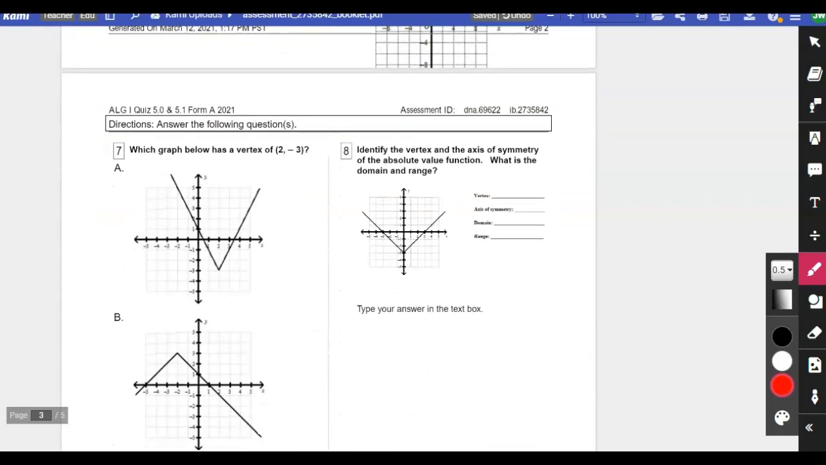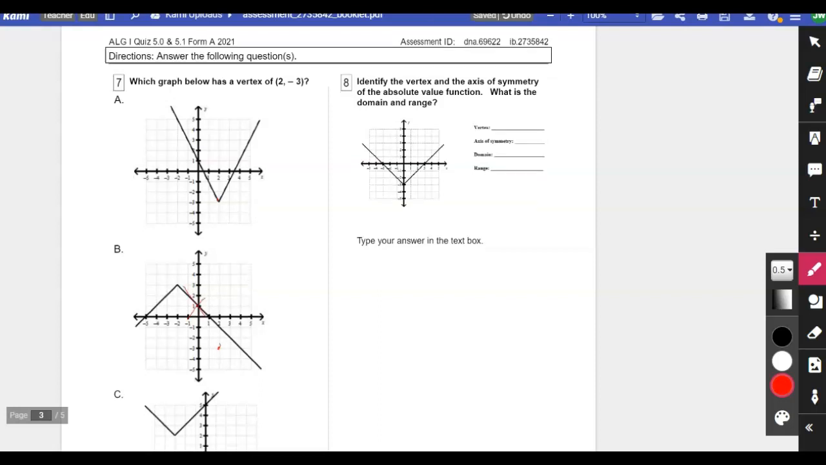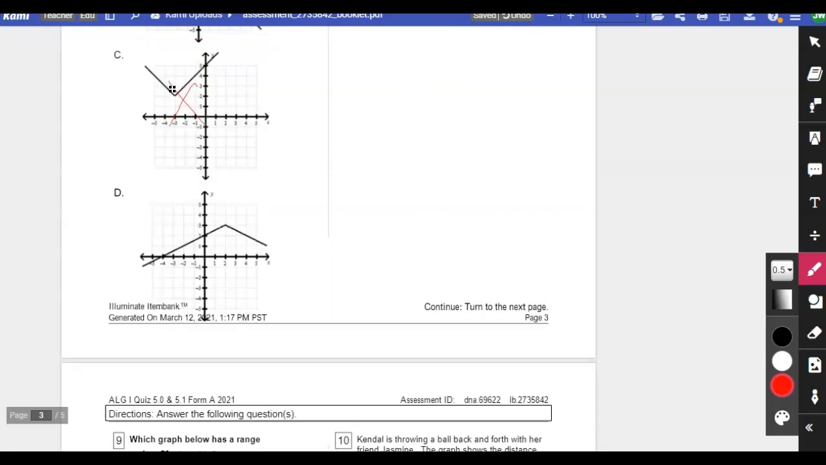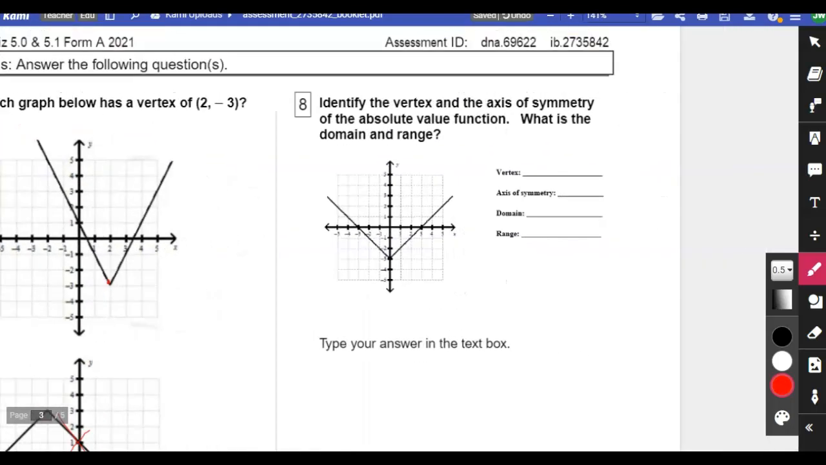Which graph has a vertex of 2, -3? So now you just got to know where this point is. That point's right there. So it's not that one. That's -3, 2. And that's 2, +3. So, okay, I'll zoom in here.